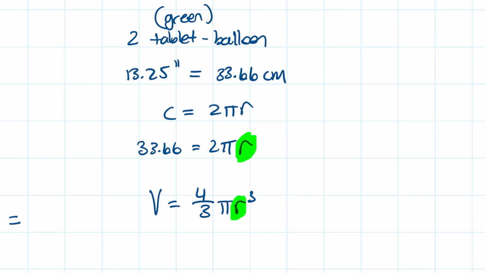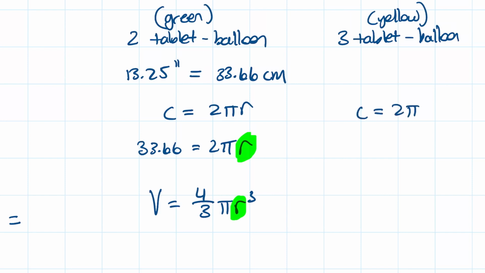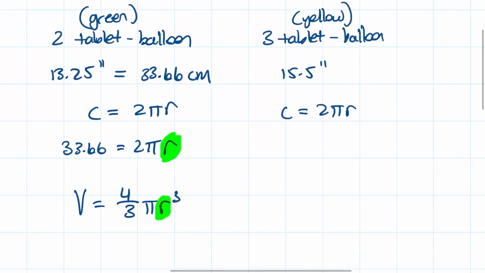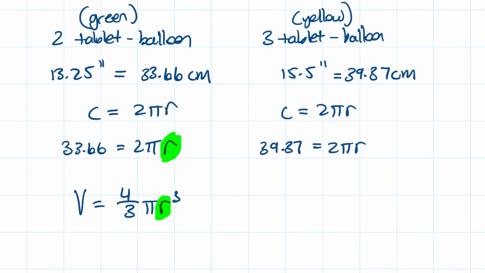You're going to do that for the 2 tablet balloon, and then you're going to do it for the 3 tablet balloon. And the 3-tablet balloon was our yellow balloon. And once again, you're going to plug into the formula C equals 2 pi r. What was our C value for the yellow balloon? It was 15.5. Why are these values going up? Well, we had more and more carbon dioxide gas, so it makes sense that the volume of the balloon would be greater. So this is going to be 39.37 centimeters.